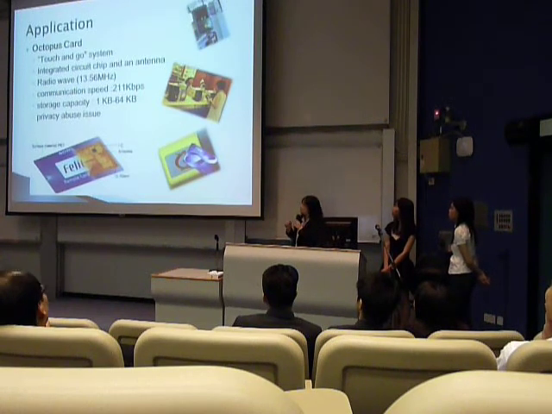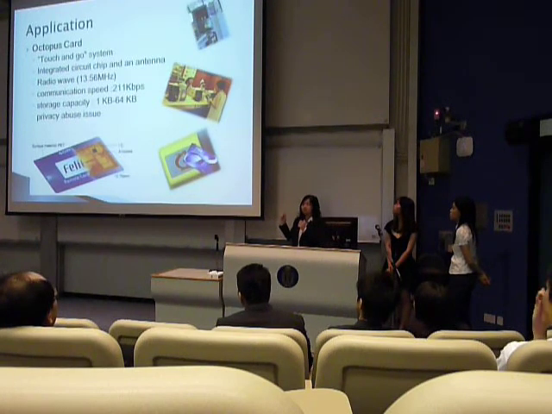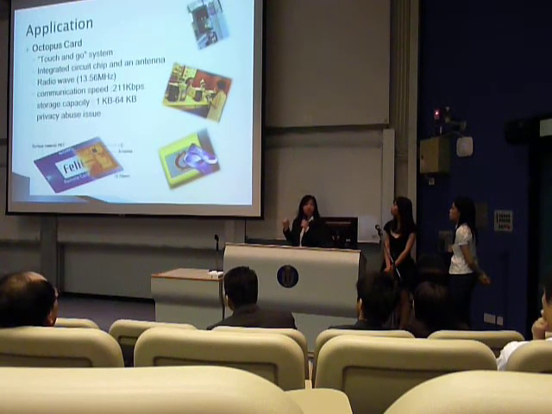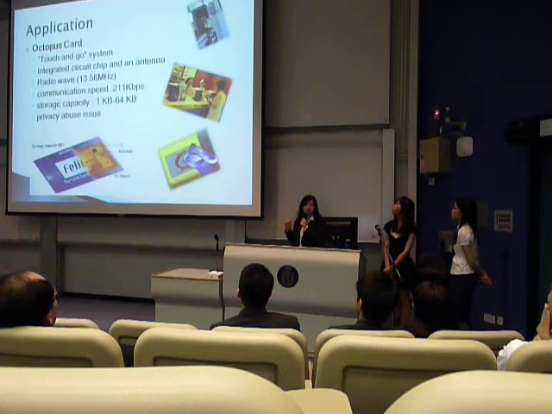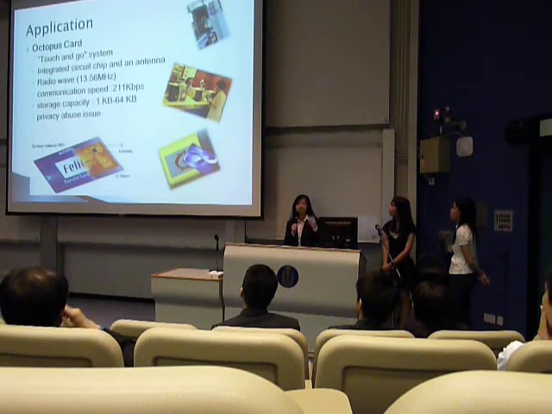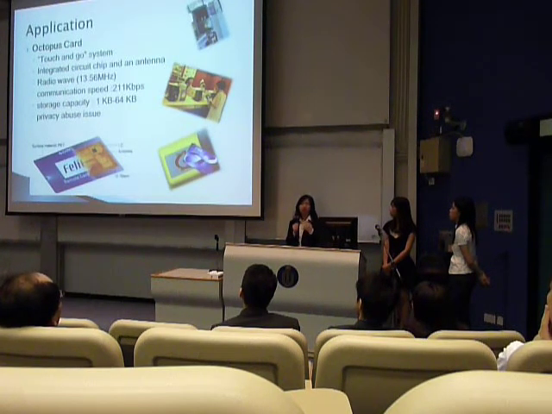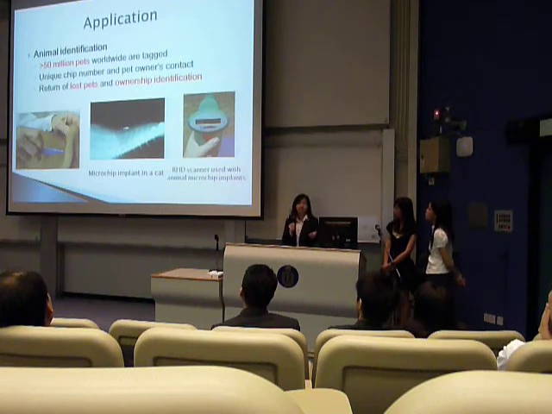Inside the Octopus Card, there is an IC and an antenna so that it can transmit signals using radio waves of around 14 megahertz to different fare processors. The Octopus Card has quite a high communication speed, and a storage capacity of up to 64 kilobytes, which is much larger than a traditional magnetic strip card, which can provide only around 125 bytes.